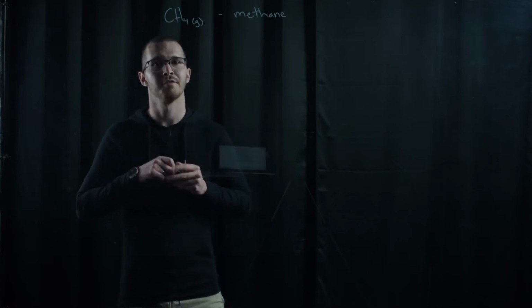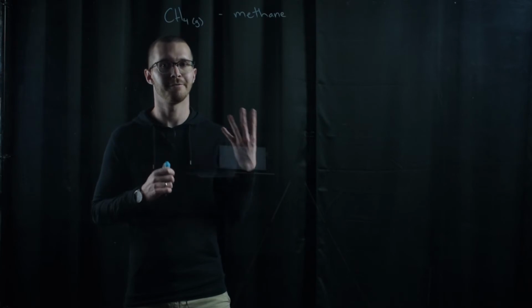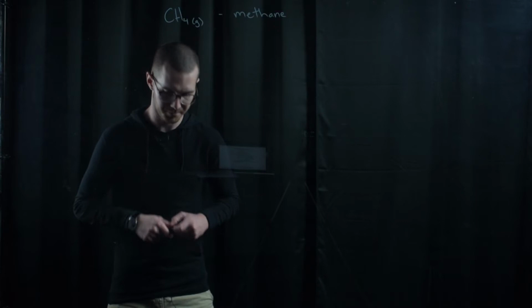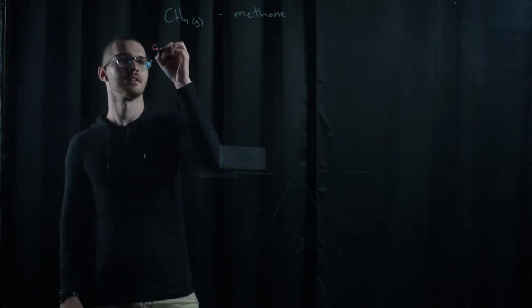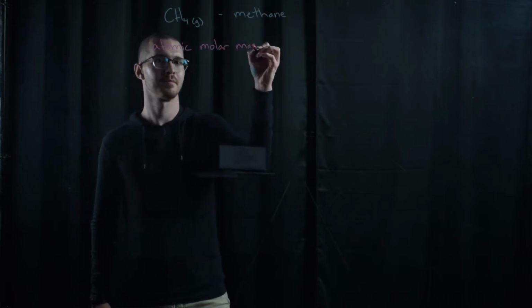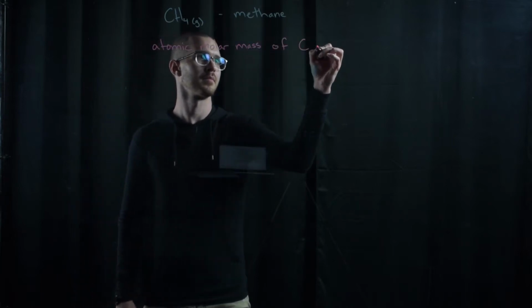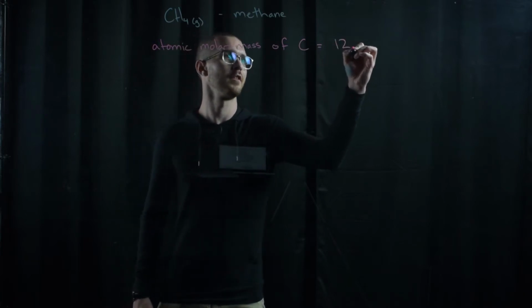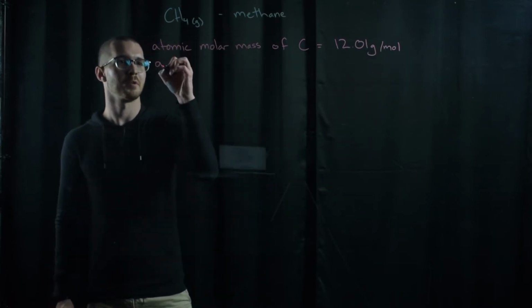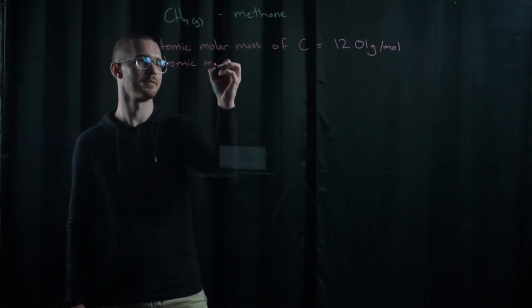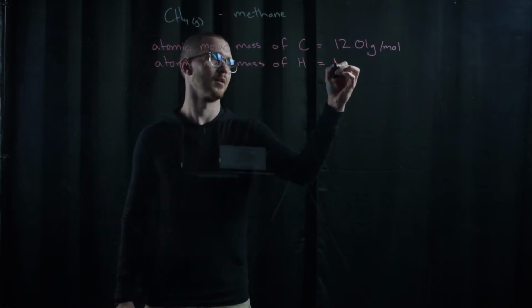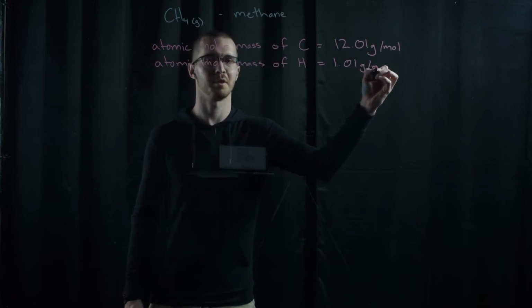Therefore, one molecule of methane contains one carbon atom and 4 hydrogen atoms. So let's find the molar mass of each atom according to the periodic table. The atomic molar mass of carbon is 12.01 grams per mole. The atomic molar mass of hydrogen is 1.01 grams per mole.